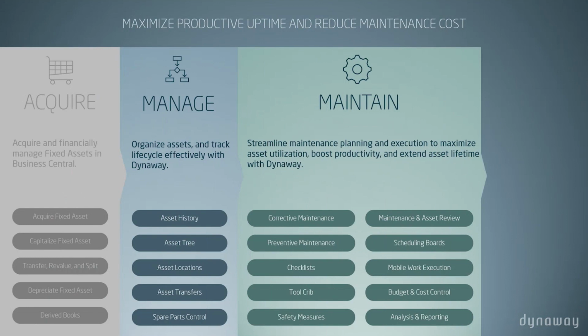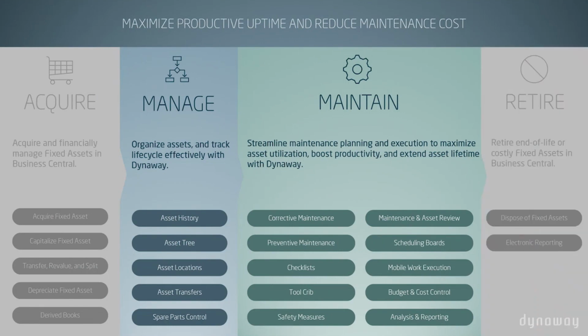Enterprise asset management is a term that covers everything from acquiring a piece of manufacturing equipment until you retire it, dispose of it, sell it, whatever it might be. The acquire phase is often a financial exercise, which is already covered by Business Central as fixed assets, and the retire phase as well is often a financial exercise that is also covered by core finance Business Central functionality.